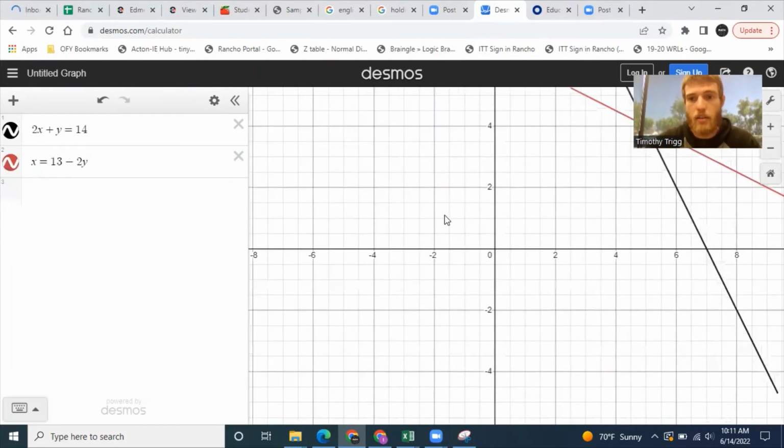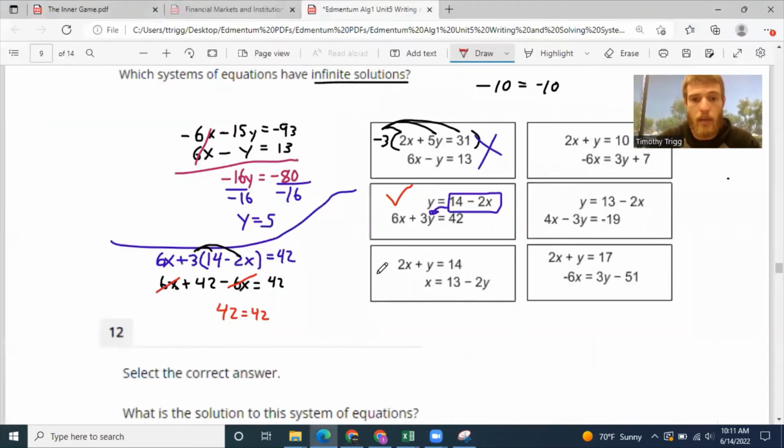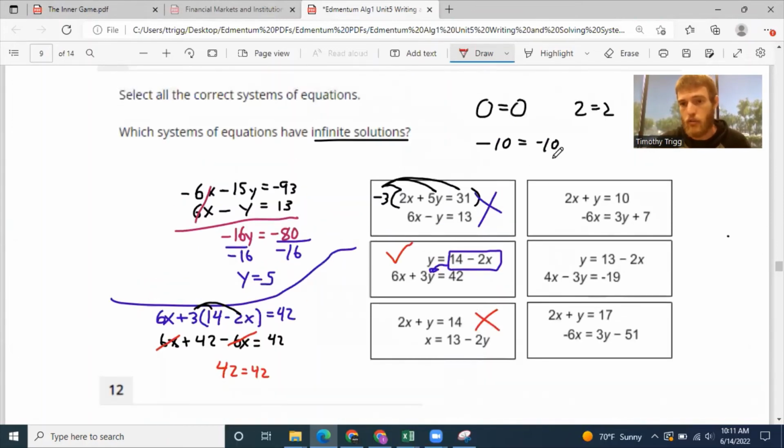So in this case, they're not on top of each other. So this just has one solution. So this system just has a single solution, so this one we would not click because it only has a single solution. Okay, you can check the other three, try these on your own. Again, you're looking for infinite solutions like that.